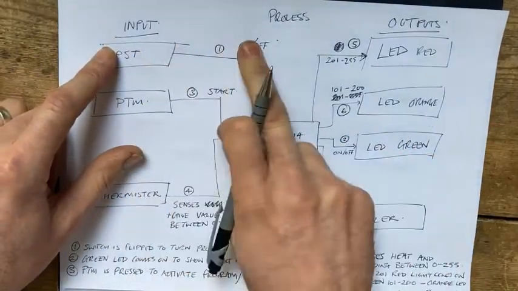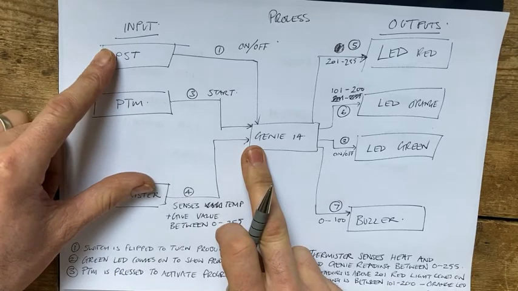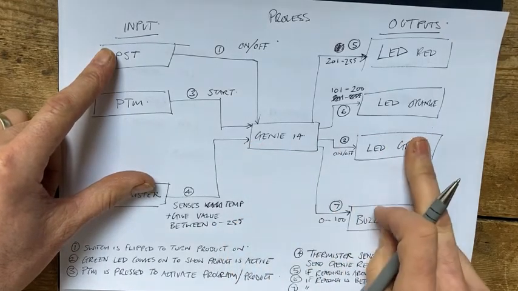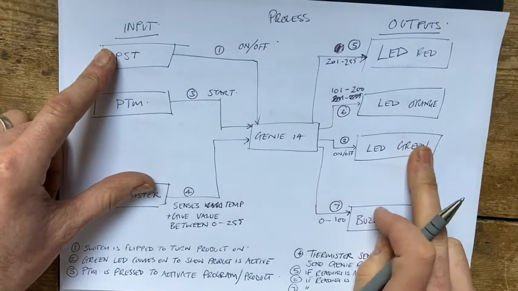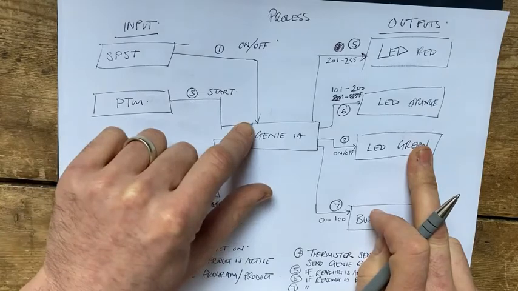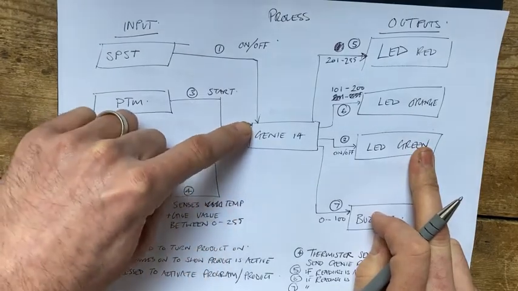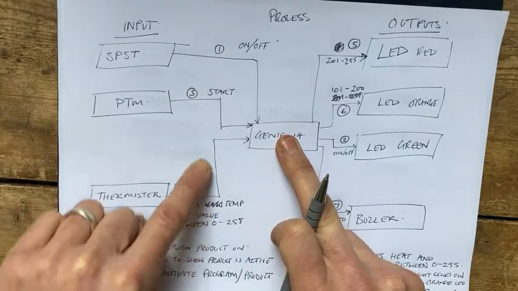So what's the first thing that happens? As I said, on and off. Okay, once that's happened, what are we looking for? Green light goes on. Show it's on. Fine. Then what? It's waiting for the PTM to be pressed. That starts it up. When that's pressed, really, your Genie's waiting for a signal from the thermistor.